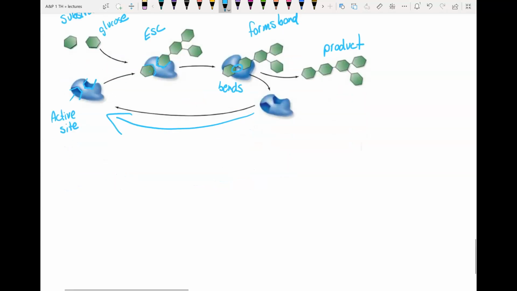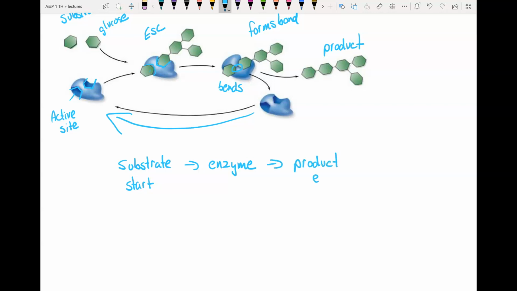So the basics here, you start with a substrate. Substrate is what you start with. It binds to the enzyme. The enzyme bends and it either breaks the substrate or links two substrates together, and you get product. Product is what you end with. And then the enzyme is ready to repeat.